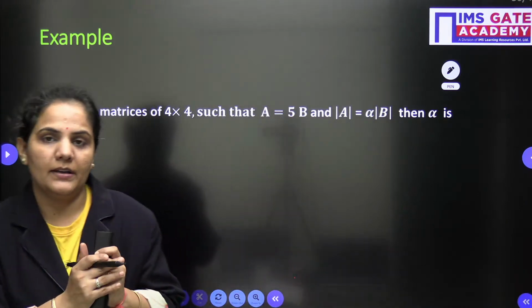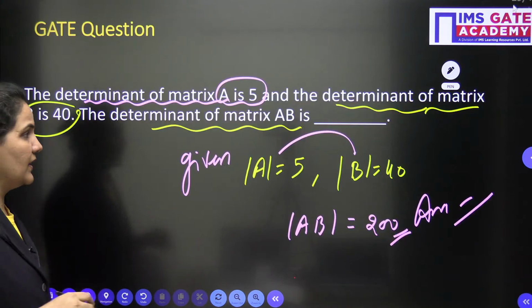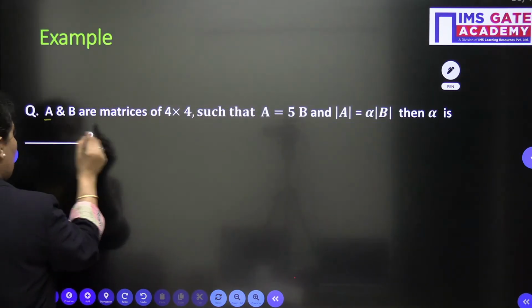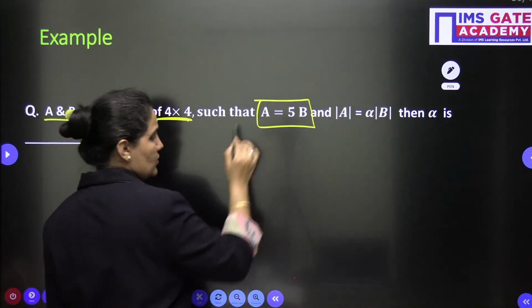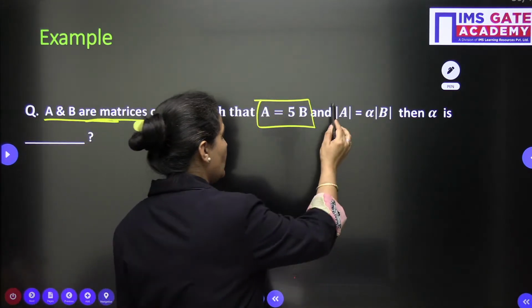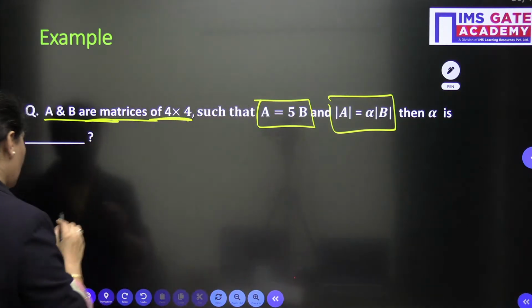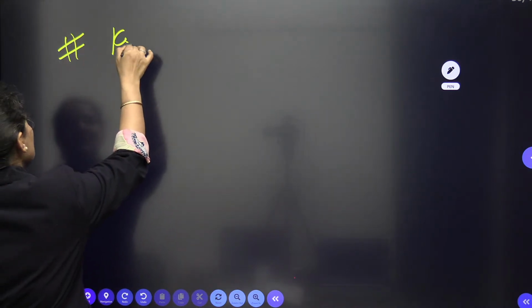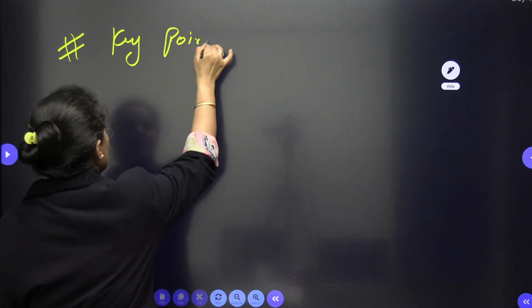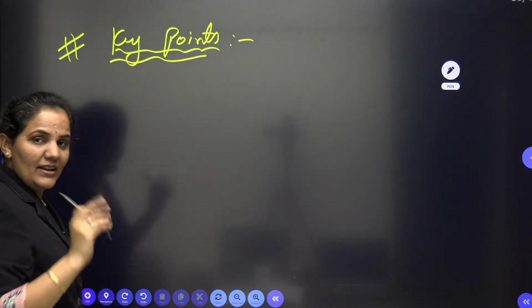Now look here. This is a very simple but good thing. For that I will tell you two properties also. A and B are matrices of 4 cross 4 such that A is equal to 5B, and the determinant of A is equal to alpha into the determinant of B. Then what is the value of alpha? Before approaching this question, you should know these two key points related to the determinant.